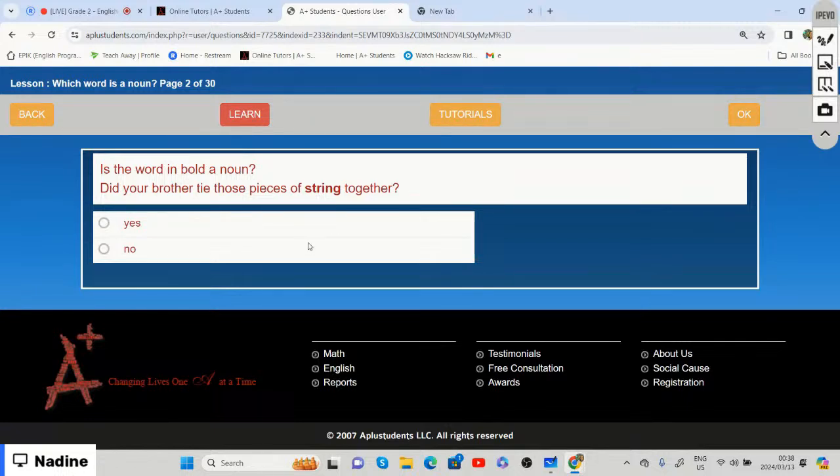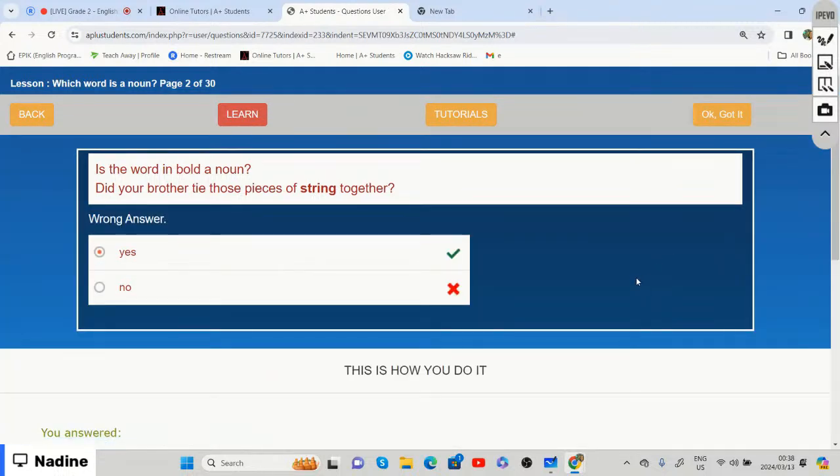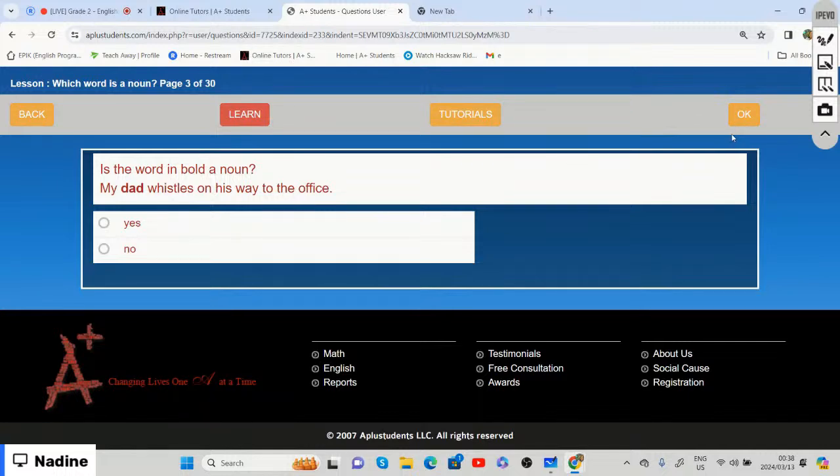All right, so some of you are saying no, it is not a noun. So string is actually a noun because it names a thing, right? String is a thing that you can use to tie something. So basically, string is a noun. But well done, well done.